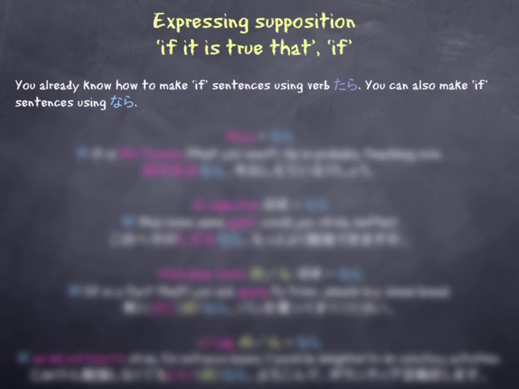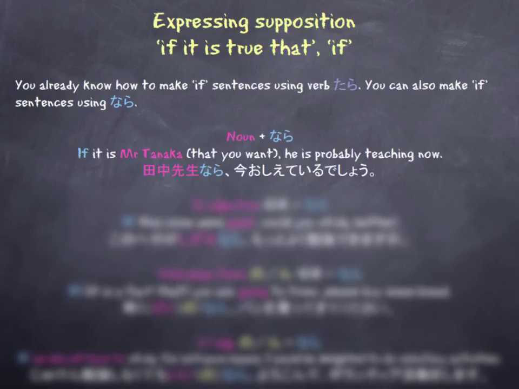Now, there are differences between the different ways of saying "if". And in this case, nara is used when you want to say that under a certain condition, something will happen. So if this particular condition is met, then something will happen. So let's take a look at how we use nara with nouns, adjectives, and verbs. Let's start here with nouns.